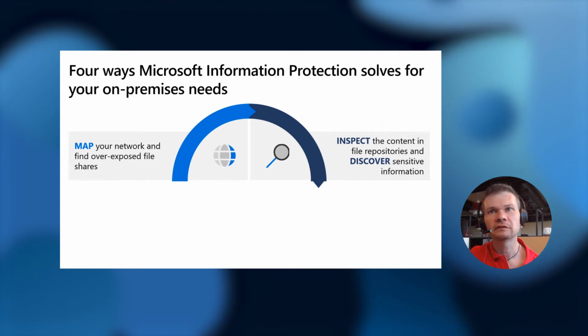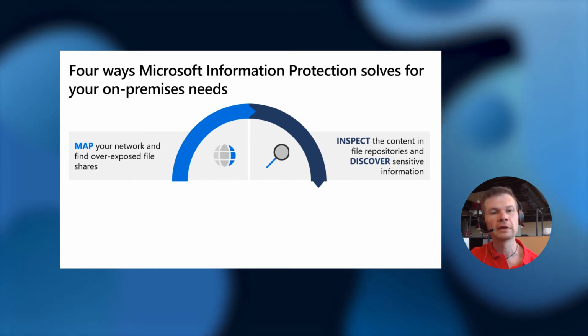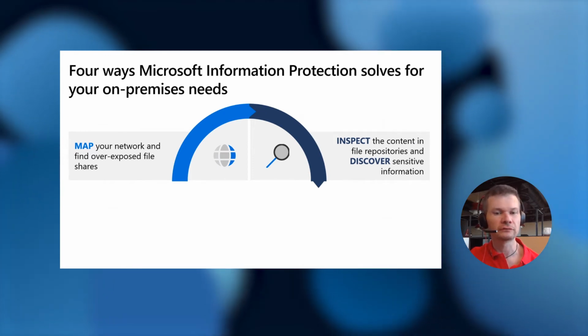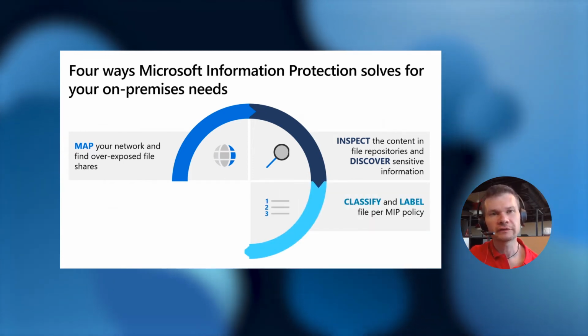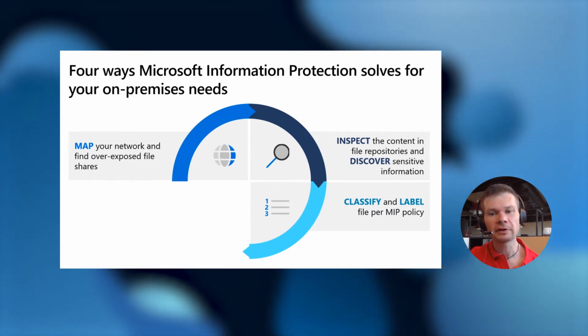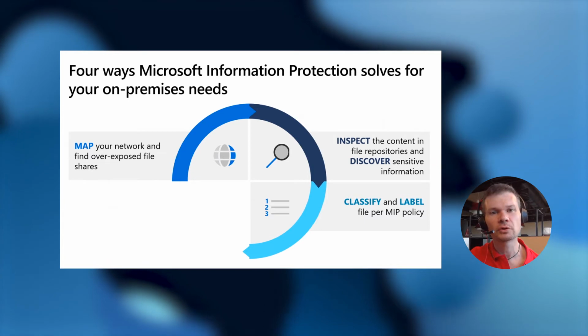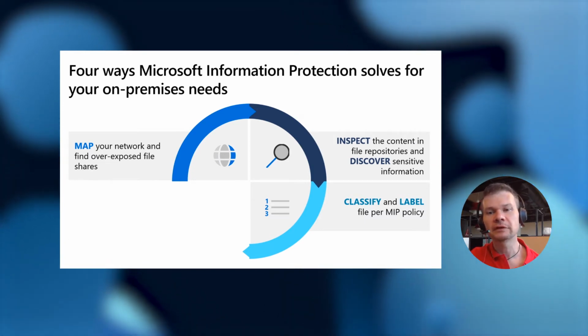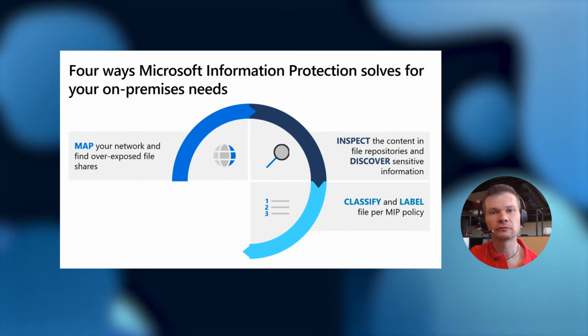Second step is inspection of content and discovery of sensitive information. In this step, you will inspect the files stored in scanned file shares and SharePoint on-prem sites. And the goal of this step is to discover what sensitive information is stored in these files. Third step will be applying MIP sensitivity labels on files. Labeling enables end users to be aware of file sensitivity and allows other systems, for example, DLP systems, to use sensitivity labels to mitigate data exposure risks.